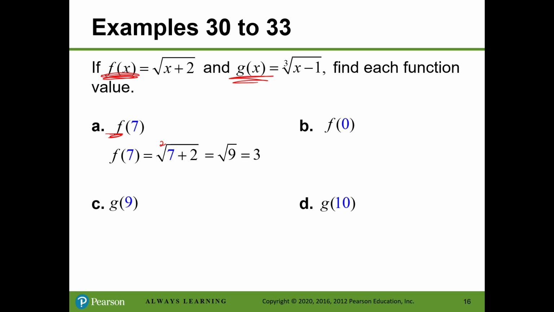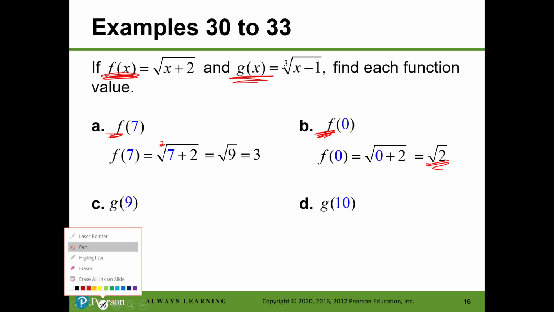Good. Part B. Part B is also looking for you to plug it into f. So it looks like this, doesn't it? Which means you get the square root of 2, don't you? Do you know what the square root of 2 is without a calculator? Yeah. So notice they didn't say anything about a decimal, so you leave it as the square root of 2 because they didn't say give them a decimal. With me? Okay.